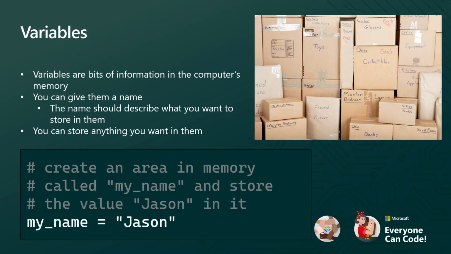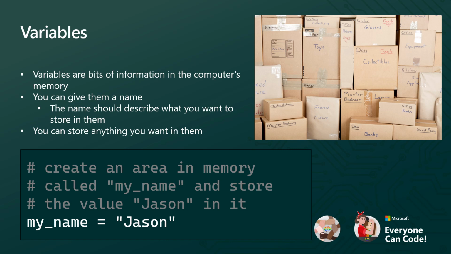Now, computer programs wouldn't be very useful if they could only do one thing exactly the same way every time. That's why we have variables. So variables are bits of information in the computer's memory. Now, you can give them a name, and the name should describe what you want to store in them.